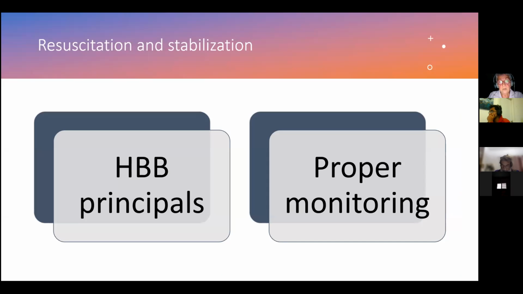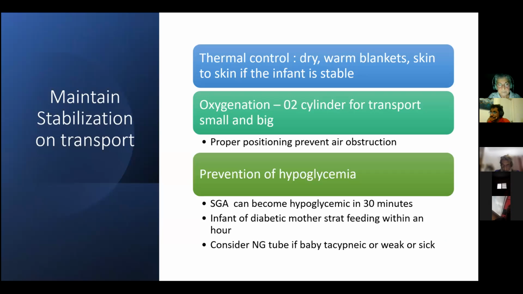So at each point of stabilization, of course, you do the Helping Babies Breathe principles. You learned about resuscitation, and you also learned that you have to have proper monitoring. So you know your saturation, you know the glucose or bilirubin level or anything that you need to know before you move a baby from one point to another. So proper monitoring also is an issue which is part of the transport equipment, as I would say.